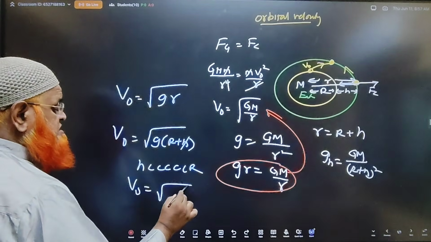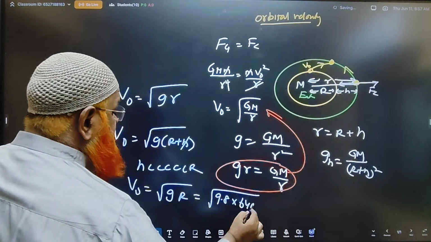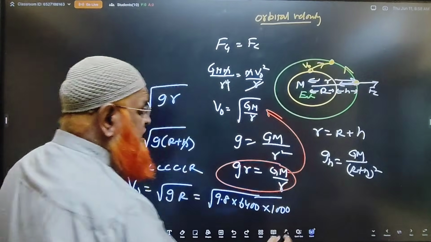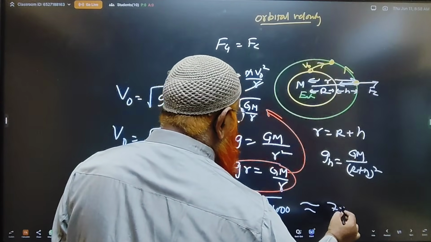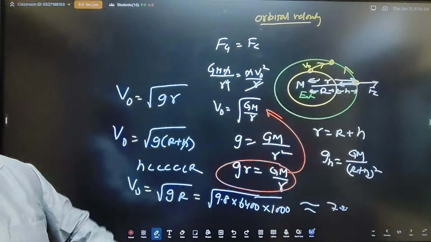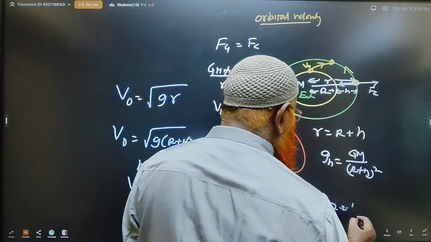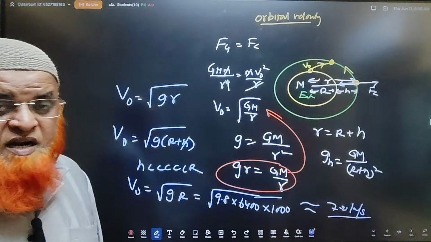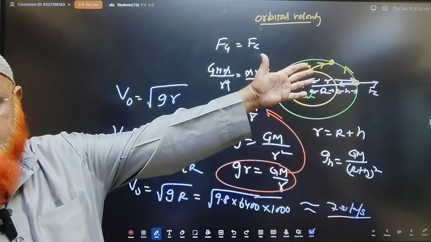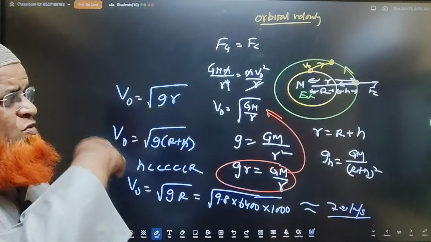Then finally we get orbital velocity as root of g into R, where g is taken as 9.8 and R is taken as 6400 kilometers. If you want to convert into meters, you should multiply by 1000. So nearly you get approximately 7.2 up to 8. This is called orbital velocity. Nearly you can take this as 7.2 kilometers per second, not meters per second. It means you have to throw with such a speed that in 1 second it travels 7.2 kilometers. If you throw with that speed, it will fall into the orbit and start revolving.